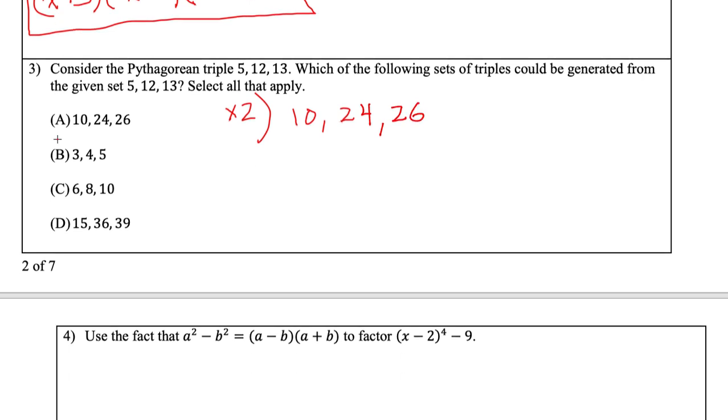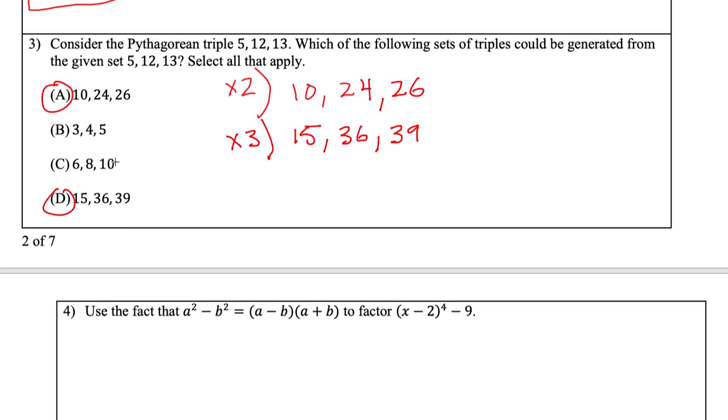Is that one of the answers? Oh, that's A. So that's an answer. Let's multiply by 3. Let's see what happens. 5 times 3 is 15. 12 times 3 is 36. 13 times 3 is 39. Is that an answer anywhere? It is indeed. Yeah, it's D. B and C are not the answers because there's nothing I can multiply 5, 12, and 13 by to get to those numbers. That's it. Just multiply by a number, usually a whole number, and you should find other triples that can be generated from that one set.